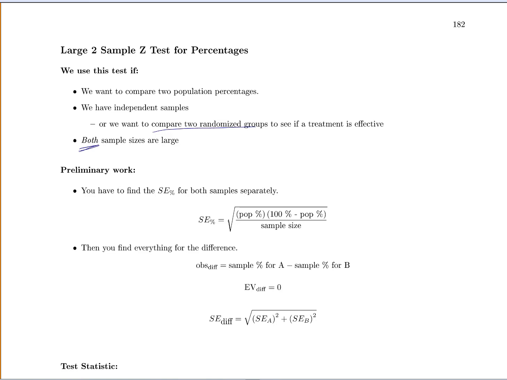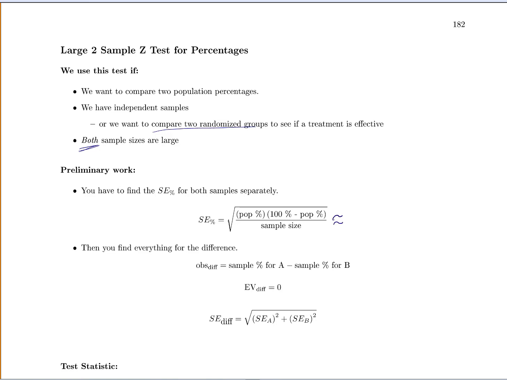So for our preliminary work, you have to find the standard error for the percentage for both samples separately, just like we did for our two-sample z-test for averages. So standard error for percentage is supposed to be population percent times 100% minus the population percent over the sample size. Now in this case, we don't know our population percentage, and when we did it for one sample, we said, well, we think our population percentage is supposed to be like, say, 40%, and we could use that. But when we compare two population percentages, we don't even do that. We don't have some proposed null hypothesis value of what we think the population percent should be. We're only actually comparing two different ones.